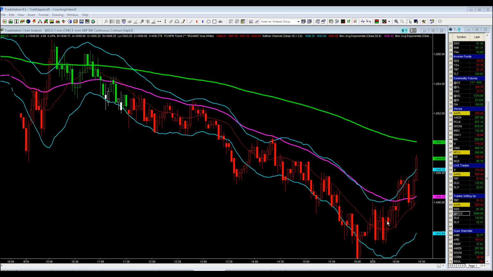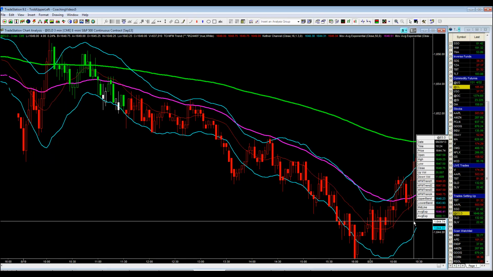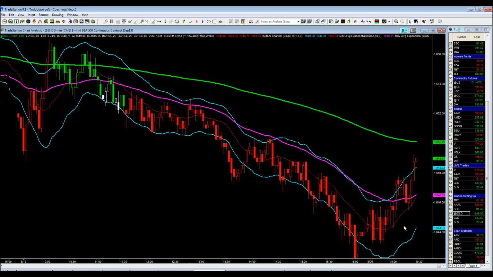Now, granted, the bars are red still, but the bias of the day is definitely up. I mean, look at the market's been open for 54 minutes now, and once we started pushing up through that 50 exponential, that's where you want to be looking to get long on any pullback. Okay, so hope that helps.